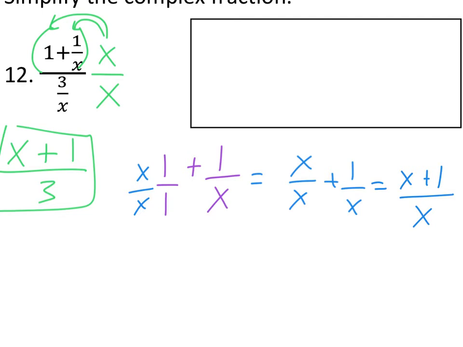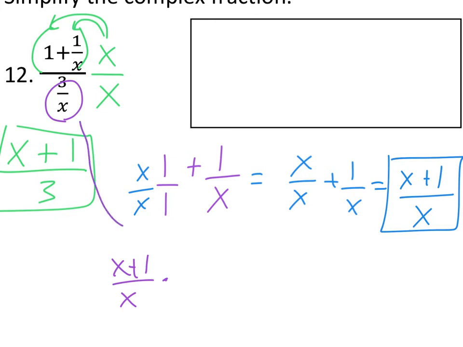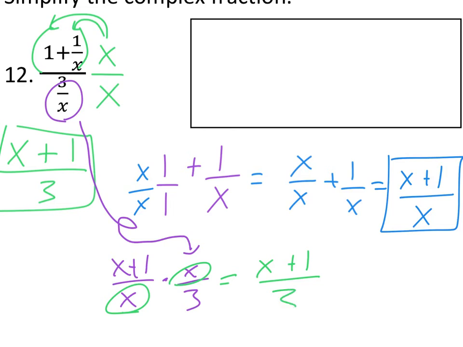So that's our numerator, and we needed to get that to be a single fraction in order for this other process to work. So then what we do is we take our numerator, the x plus 1 over x, and multiply it by the reciprocal of the denominator. So we take the 3 over x, we flip that over, that would be x over 3. So then we can see that those x's would cancel, and we're left with x plus 1 over 3.